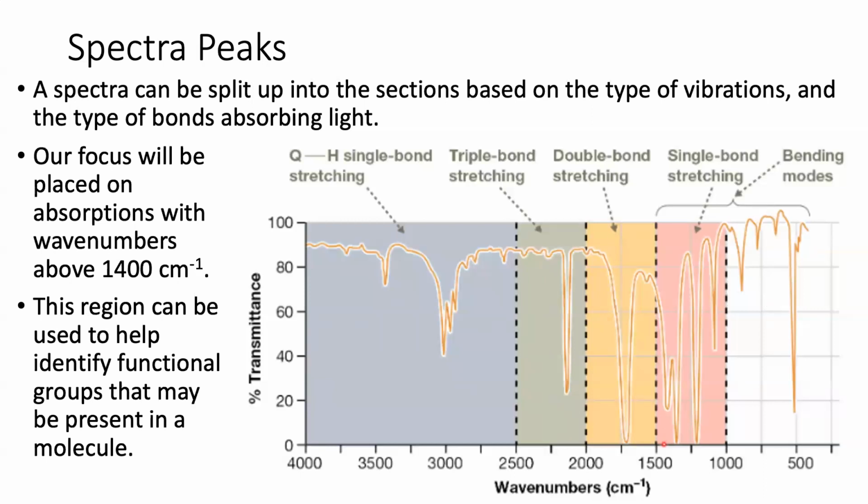We're going to use this region to help us identify major types of functional groups that might be present. One of the things we're going to note is that lower energy stretches are typically going to correspond to single bonds, things like carbon-carbon and carbon-oxygen. Double bonds, such as C=O and C=C bonds, are going to be in the 1,500 to 2,000 region. Triple bonds are going to be between 2,000 and 2,500. Above 2,500 is going to be a good region for organic chemistry. This is going to be bonds involving hydrogen.